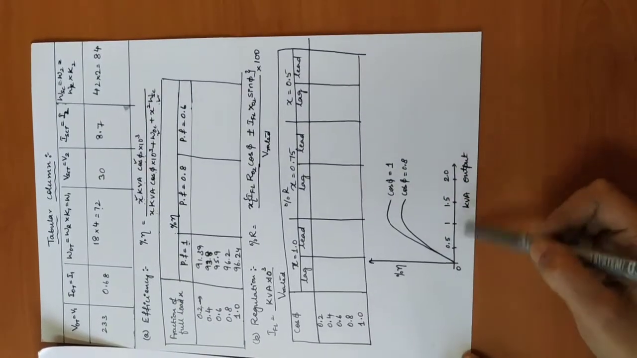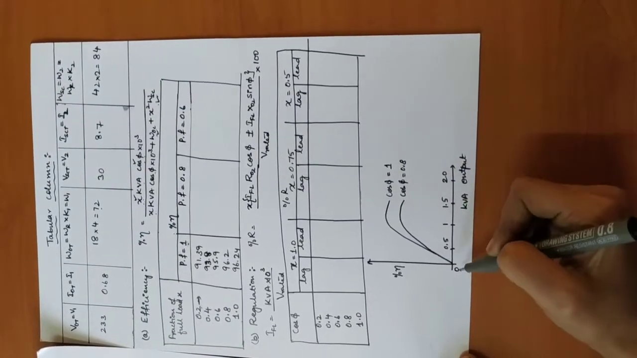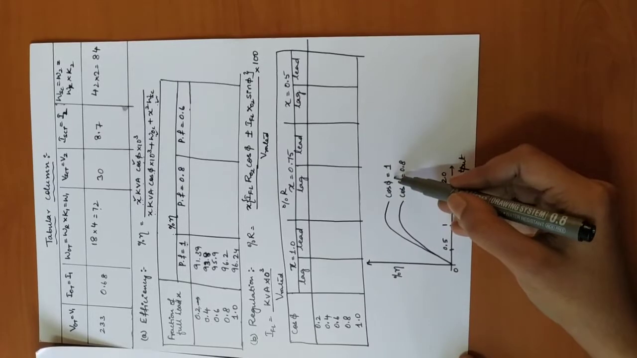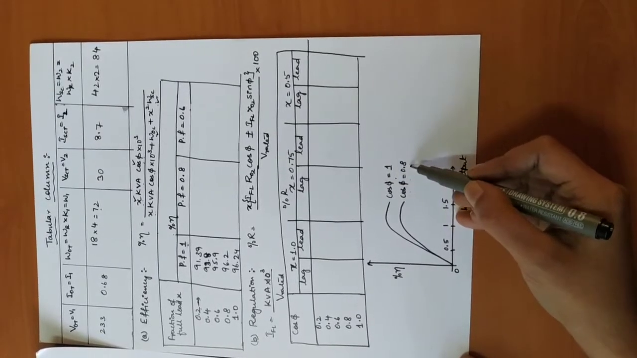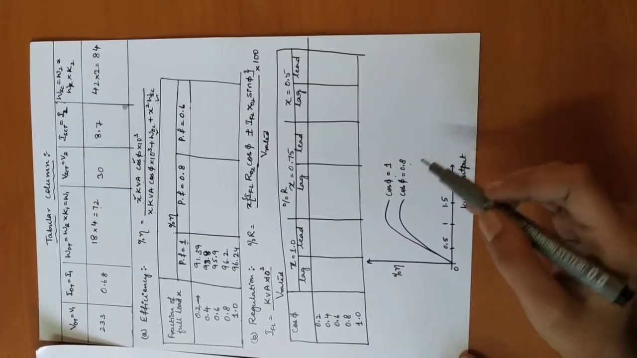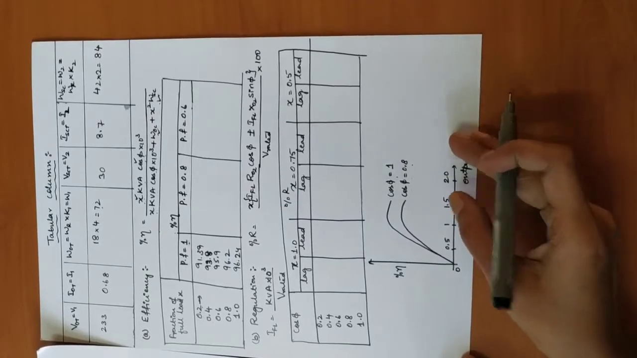So after we get the results, we can plot. This will be the nature of the graph, where you can find the first graph is for the power factor as unity and the other is for 0.8. This is how the efficiency is calculated. Now coming to the regulation.